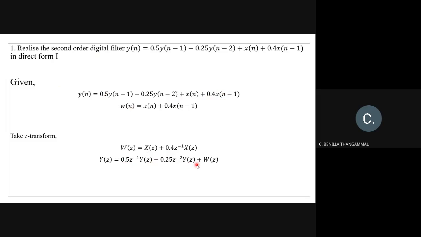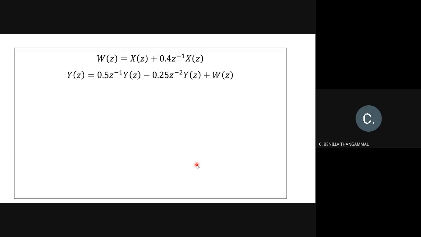So in your direct form 1, you have to get two equations: W of z is equal to something, and Y of z is equal to something. So I got these two equations. Now we can see how to get the structure for this. I'll be drawing it. This is the basic thing that you have to do: X of z, W of z, and then your Y of z. So I'll be drawing this basic structure.